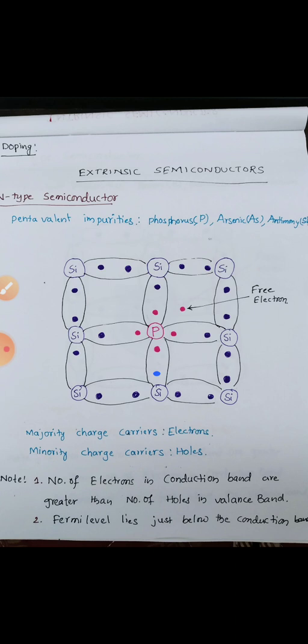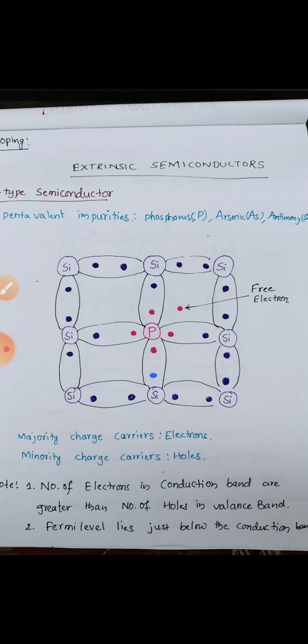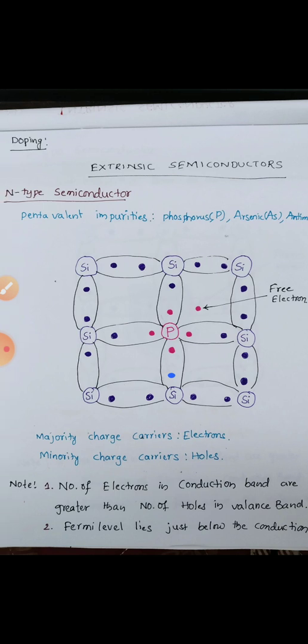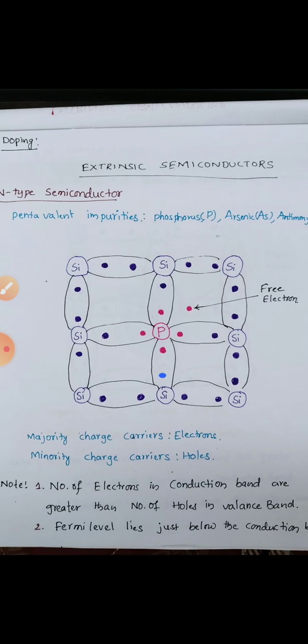So one way of improving this charge density is adding impurities. Adding impurities to a pure semiconductor is called doping. So we dope semiconductors in order to increase its charge density, the number of charge carriers per unit volume.